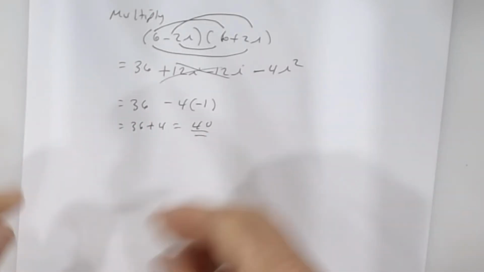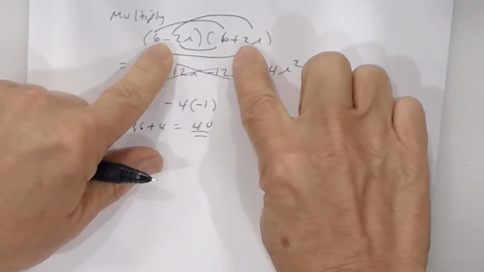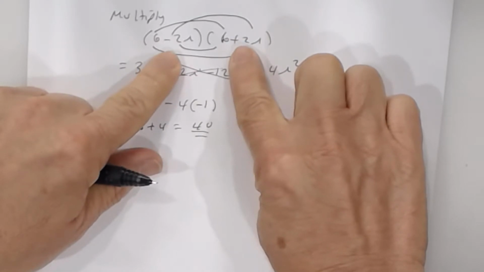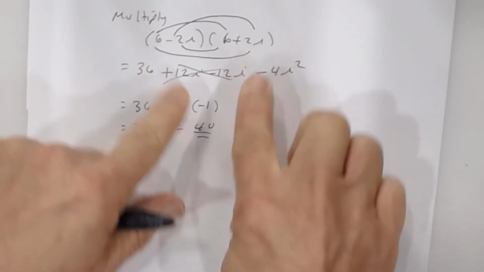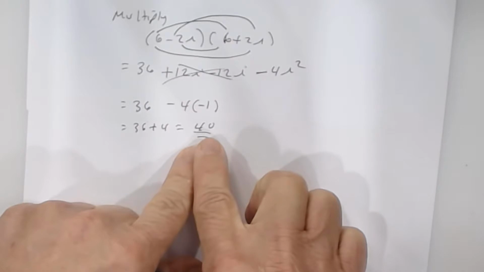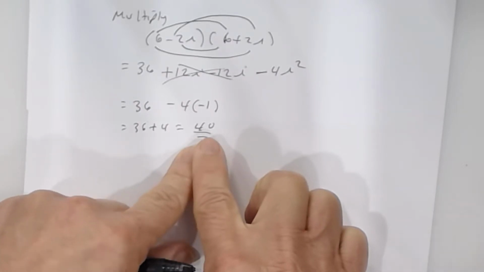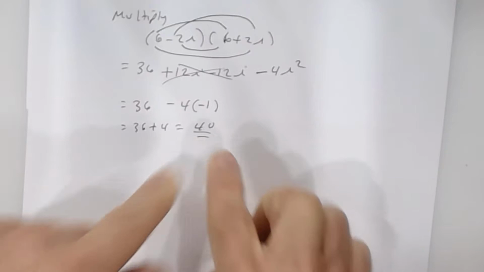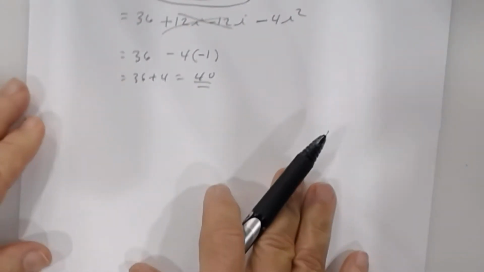All right, so whenever you multiply two imaginary numbers that are conjugates of each other, you're going to end up with what kind of number? A real number. It's not going to be imaginary. Okay? All right.